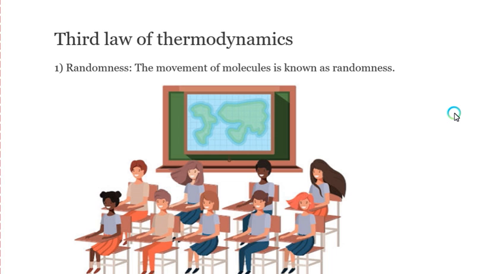And pwede na siya natin ma-understand fully ang concept of your third law of thermodynamics if we understand the concept of randomness and entropy. So, ano ni siya ang randomness and entropy? So, let me explain to you. Kung maghamba ka randomness, that is the movement of molecules. So, movement of molecules is known as randomness.